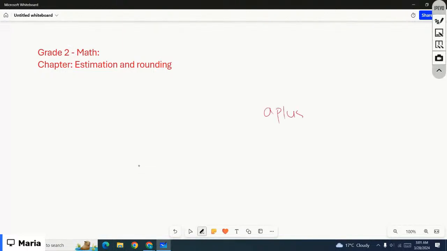You can find all the lessons on aplusstudents.com. You have to log in there using your email address and password as provided by the administrator. Then you have to select math from the subject tab. Scroll down to grade 2 and then click on view all lessons. There you can find a list of the chapters. We're going to start with estimation and rounding.